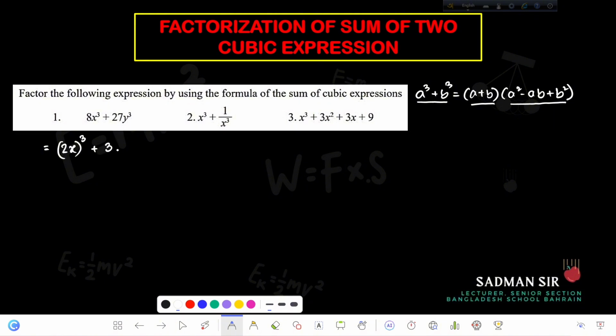Okay, so many of you might have found out that this one can be written as 3y whole cube. 3 cube gives us 27 and y cube is y cube. So we have this in this shape, a cube plus b cube. Now all we need to do is just apply the formula. So here a is 2x and b is 3y. If I apply the formula a plus b, that means we have to write 2x plus 3y. Then a square minus ab, a is 2x, so a square means 2x whole square, minus ab, a is 2x and b is 3y, plus b square, that means 3y whole square.